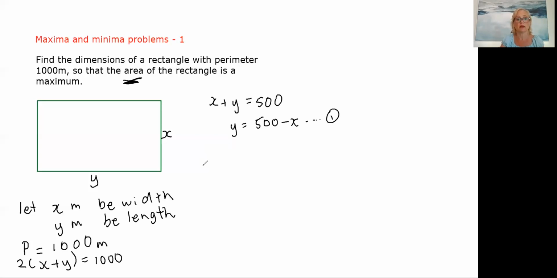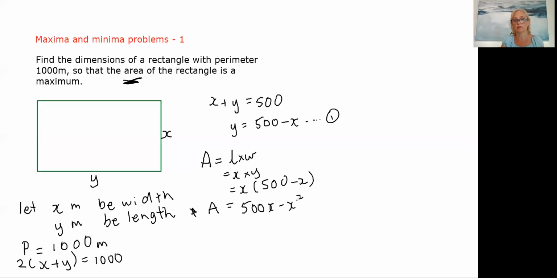Let's get an expression for the area of this rectangle. Area is length times width, which is X times Y, which of course is X times (500 minus X), which when we expand, we get 500X minus X squared. So this now, at this point, has become our function that we're going to maximise.